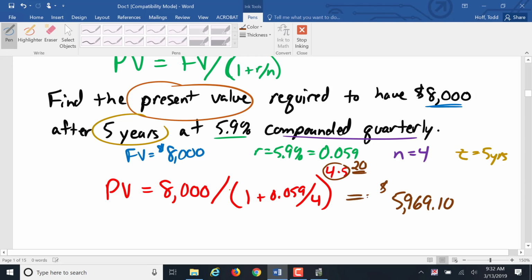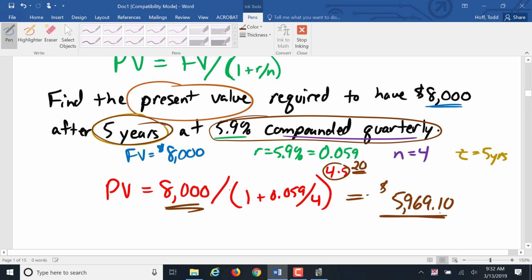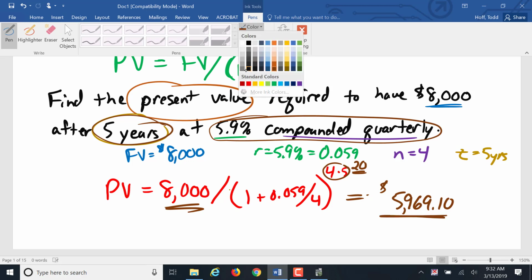So we get 5,969.10. What this is telling us is in order to have $8,000 after 5 years at that 5.9% interest compounded quarterly, we must start with $5,969.10.